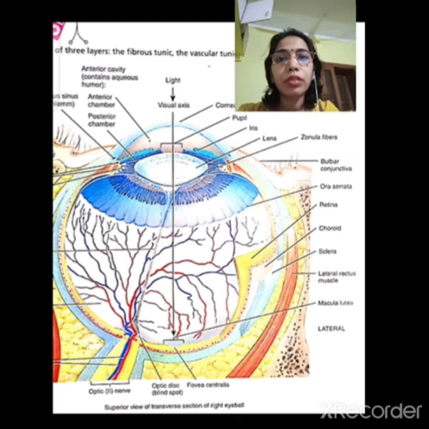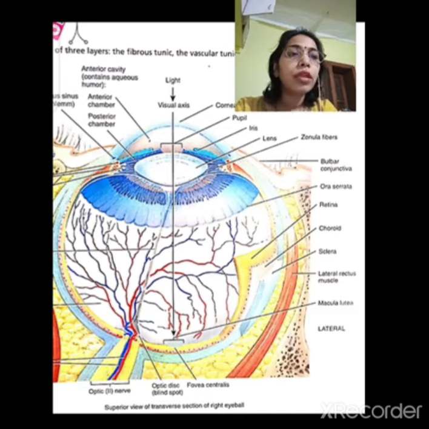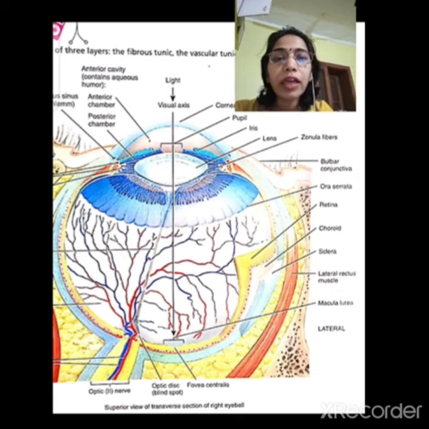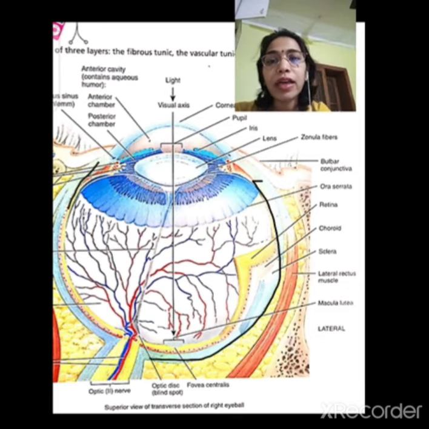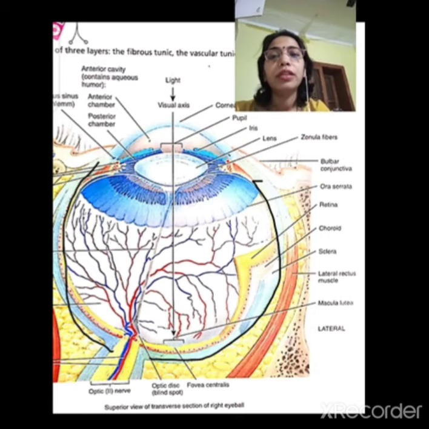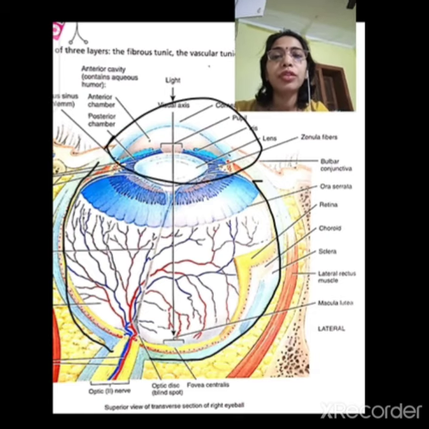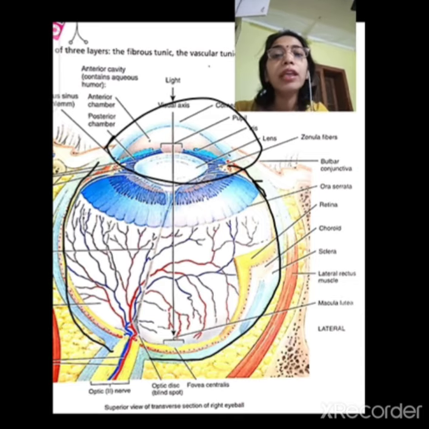So the sclera covers the entire eyeball except the cornea. You can see this entire eyeball is covered by the sclera except the corneal area. This anterior part is the cornea, the curved transparent coat, and other than this area is covered by the sclera. This light blue line is the sclera.